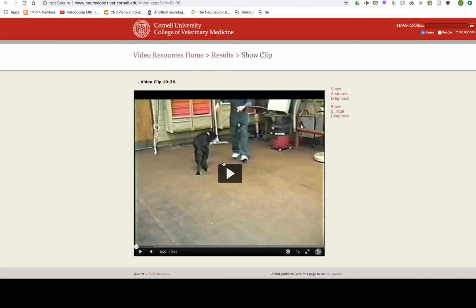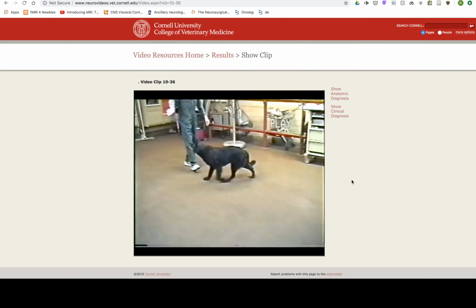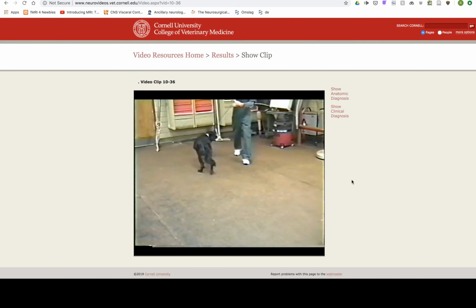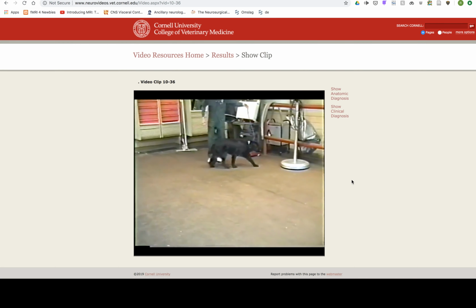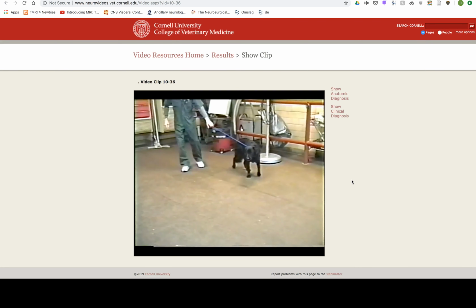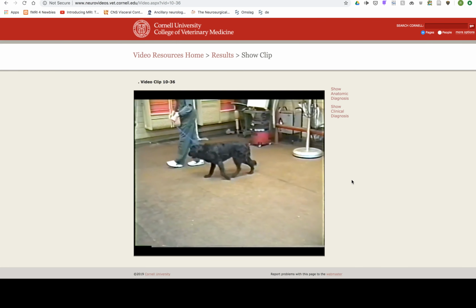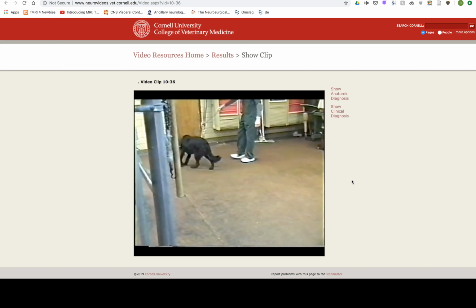Case example 10-15. Signalment: 13-month-old castrated male mixed breed dog, Sammy. Chief complaint: abnormal stumbling gait. History: the owner thought that Sammy's gait abnormality had started about 6 months before this examination and had definitely become worse during that period. Examination: Video 10-36. Study this video and make your anatomic diagnosis.